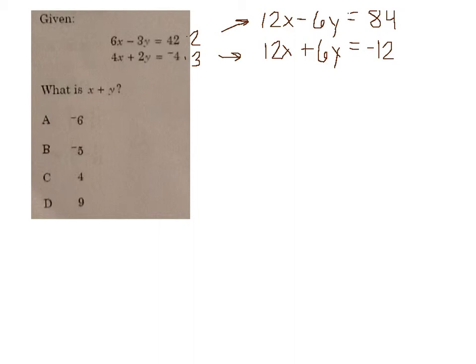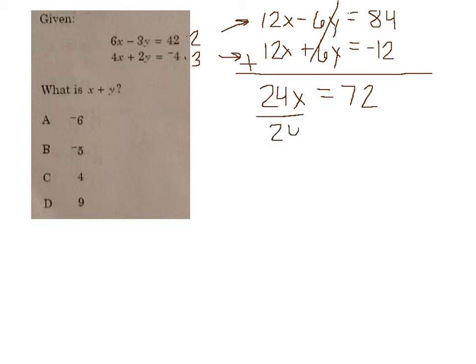However, when we solve a system using elimination, we add them up, and we end up with 12x plus 12x is 24x. The y's cancel out, and then 84 minus 12 is 72. So then that's how we solve. We divide both sides by 24, and we get x equals 3. So that's the first part of our answer.